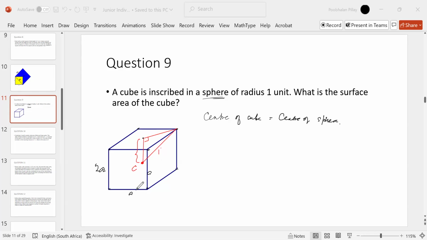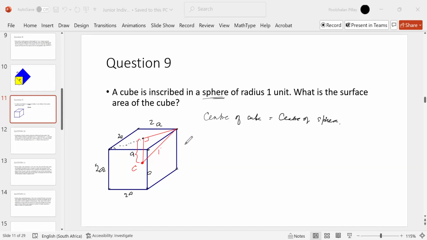Let's say the side of the square is 2A. The reason I'm calling it 2A is that this distance here, from the center to the middle of this side, must be A. So here you've got 2A, you've got 2A here, and this one here is half the diagonal. It's right in the middle of the square.